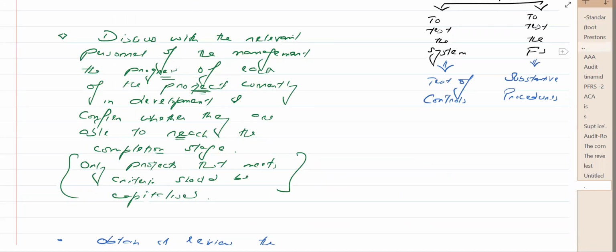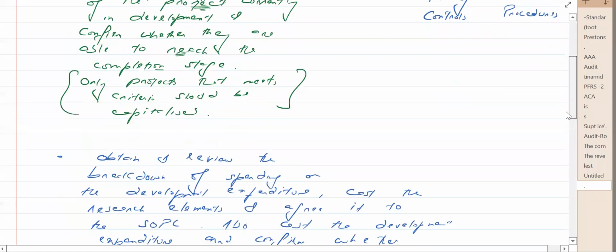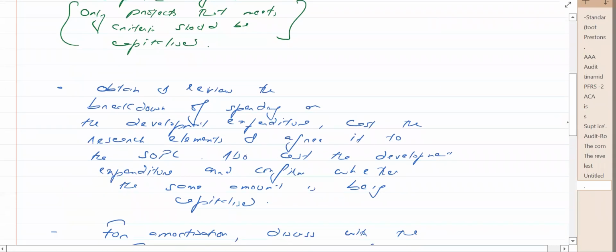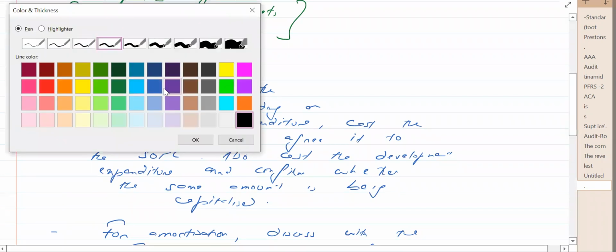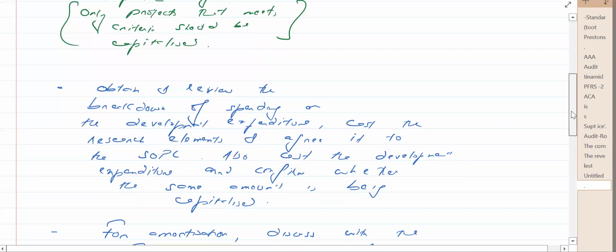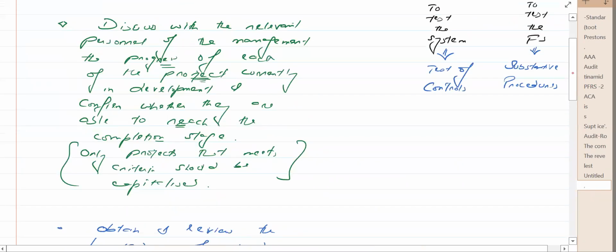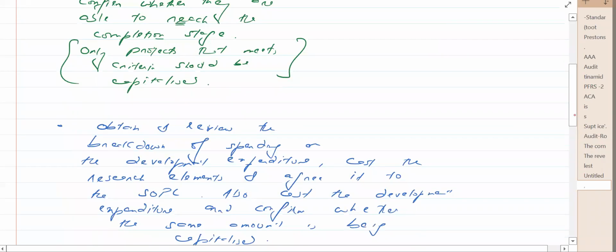Now, how you can further relate the case study. For example, discuss with the relevant personnel of the Hyacinth management. Write the name of the company. Obtain and review the breakdown of the spending of development expenditure of 0.8 million. Just try to relate it with the case study. And this is as simple as I'm saying.